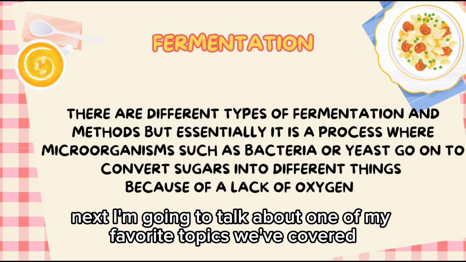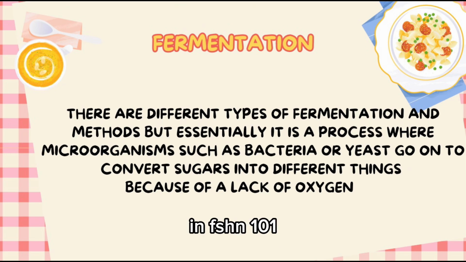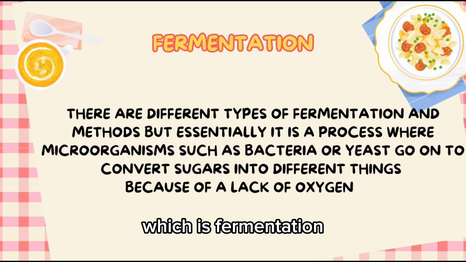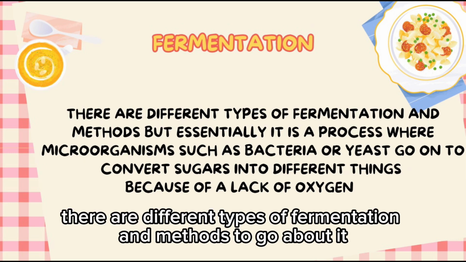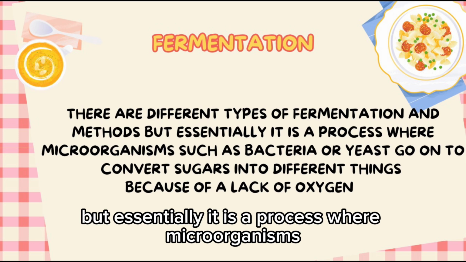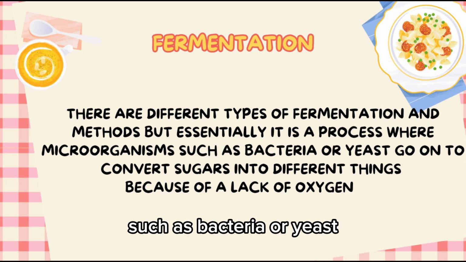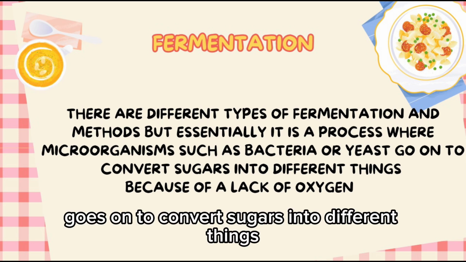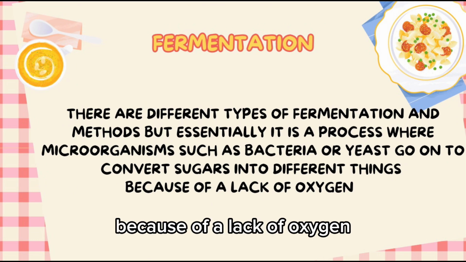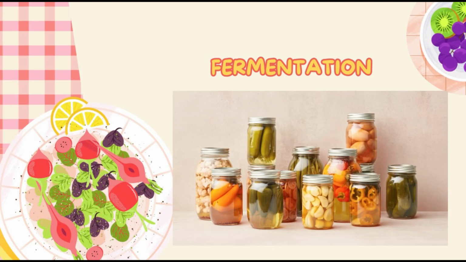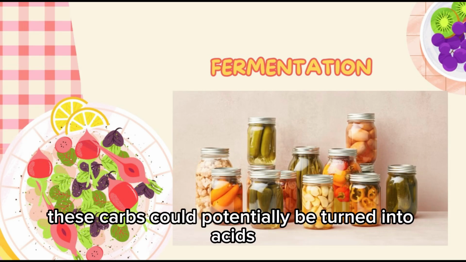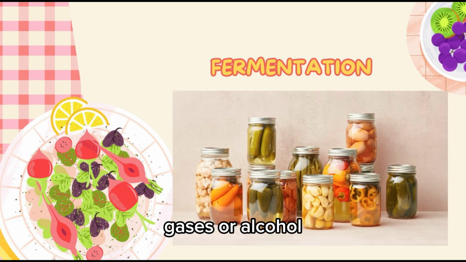Next, I'm going to talk about one of my favorite topics we've covered in FSHN 101, which is fermentation. There are different types of fermentation and methods to go about it, but essentially it is a process where microorganisms such as bacteria or yeast go on to convert sugars into different things because of a lack of oxygen. These carbs could potentially be turned into acids, gases, or alcohol.